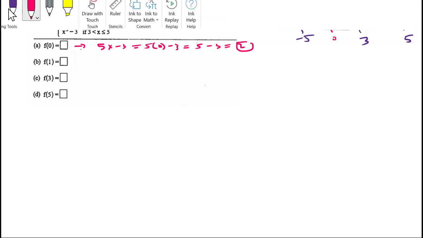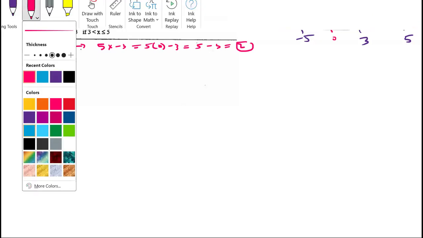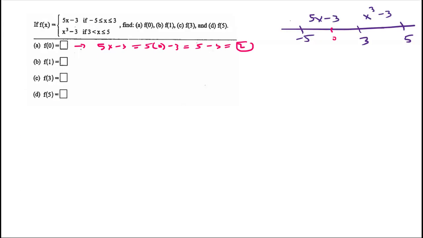f of 1, let's use a different color. 1 is between -5 and 3 again, so 1 is right here. That means I use the same equation, 5x minus 3 again. So that'll be 5 times 1 minus 3. So that's 5 minus 3, which is going to be 2.